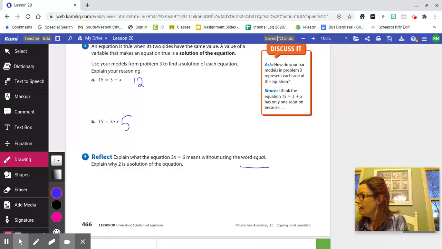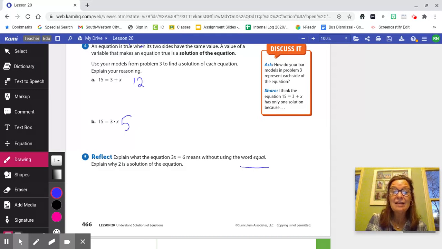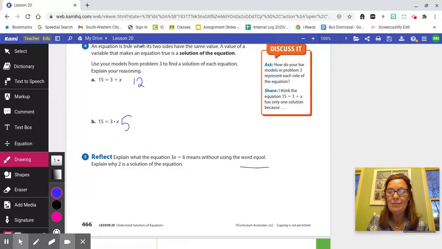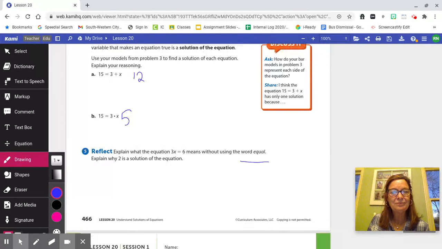So you could have said 3x has the same value as 6. They're balanced. So 3 times x is the same amount as 6. And we know that the number 2 is a solution, because when x is equal to 2, then it balances out our equation. And I did not write that down, but you can write your notes down.